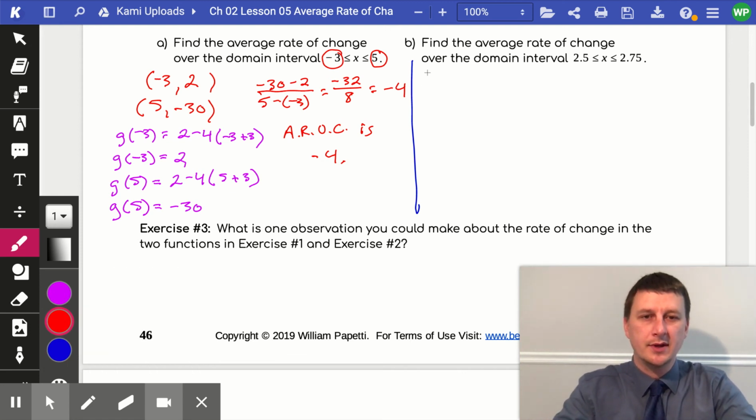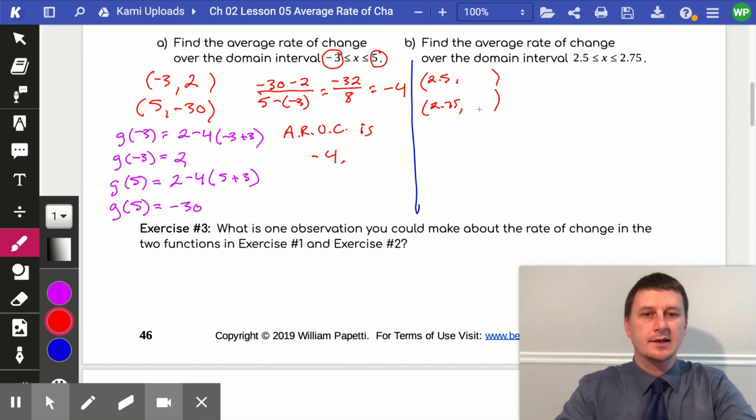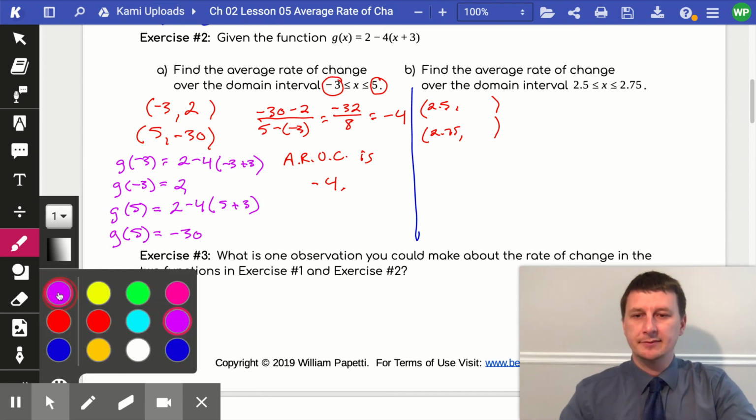Okay, so again, we're going to start at the domain interval of 2.5. That's going to be our left restriction, and then our right restriction is going to stop us at 2.75. So a very small domain interval, but we're going to see where this takes us. So we're going to substitute in again 2.5 wherever we see an x.